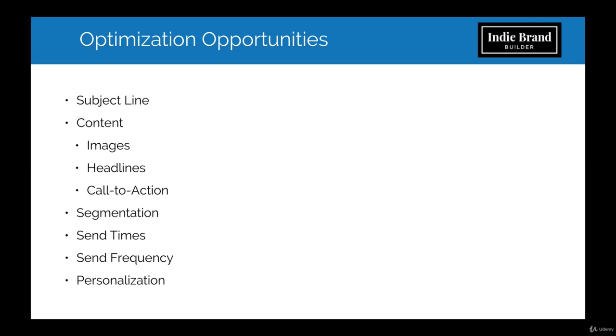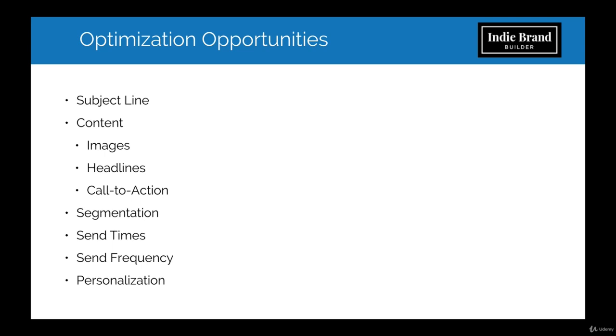The second way to optimize your email would be around the content. So the images, the headlines that you use, and the specific call to action, both positioning of it, the exact wording of it, even the color of that button can influence the number of click-throughs you get to visit your website.